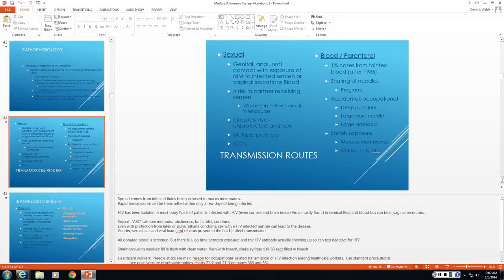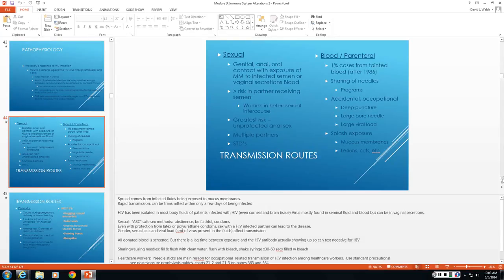So usually it's sexually transmitted. You want to teach people the ABC safe sex method, which is abstinence, be faithful, and condoms. Now, even with protection from latex and polyurethane condoms, sex with an HIV-infected partner can lead to the disease. Gender, sexual acts, and viral load all affect the transmission.